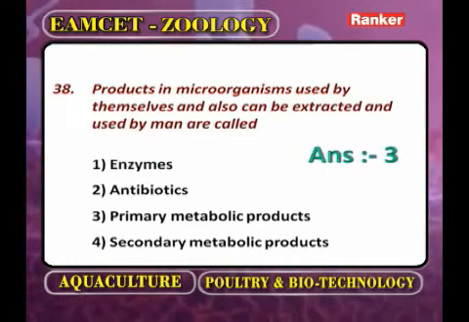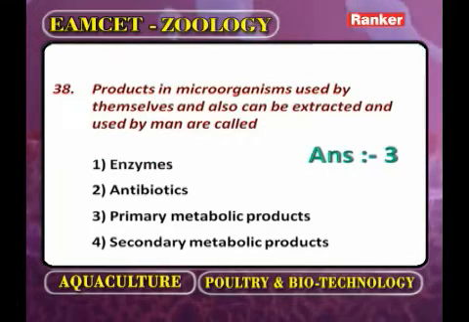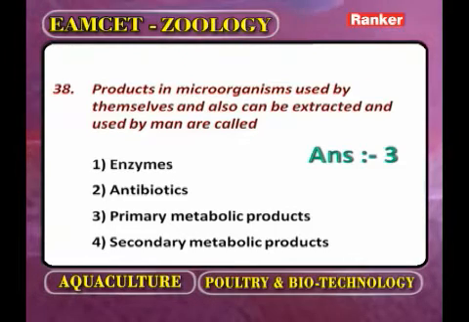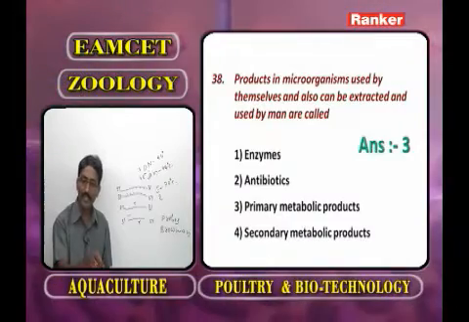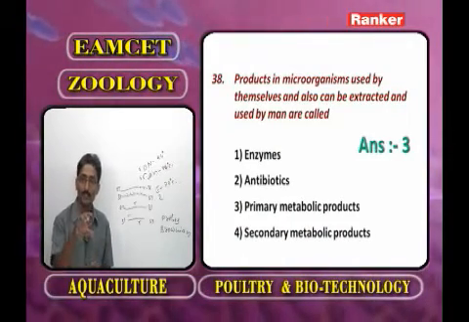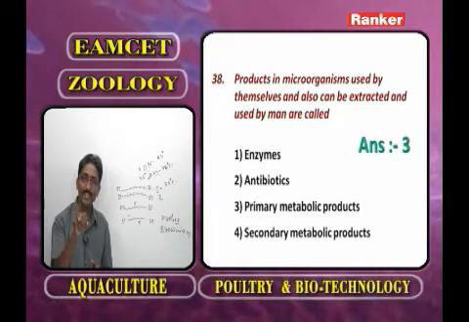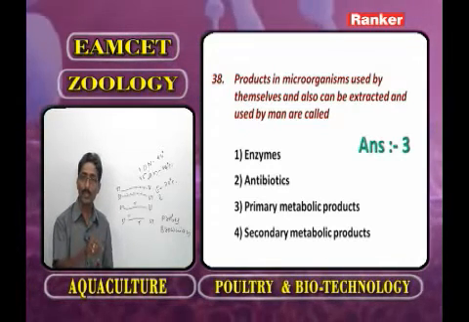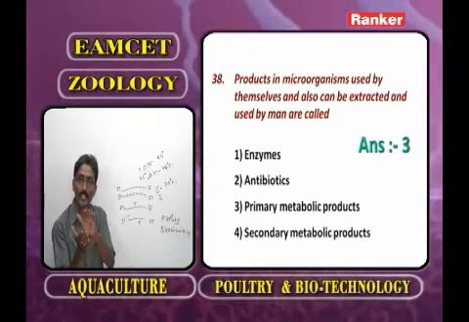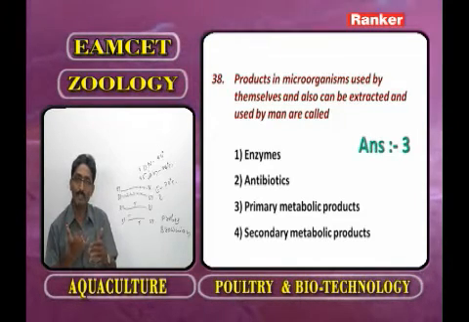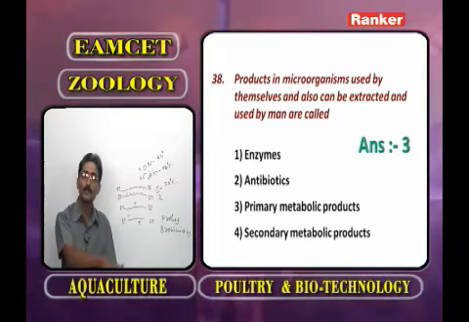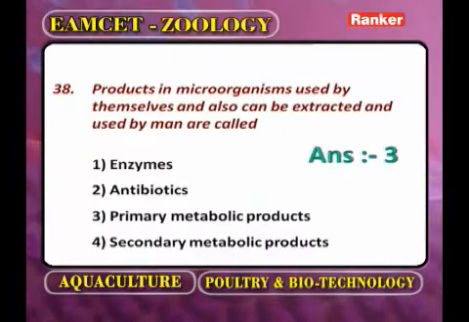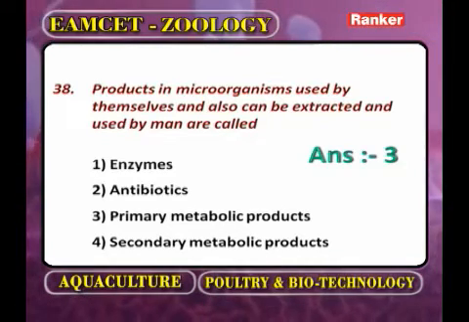The next one: products obtained from the microorganisms that are used by themselves and also used by us. From the microorganisms we are getting the vitamins, vitamin B2, vitamin B12. These vitamins are not only used by us but also used by the microorganisms themselves. Now the answer is primary metabolic products. What is the meaning of primary metabolic products? Vitamins.